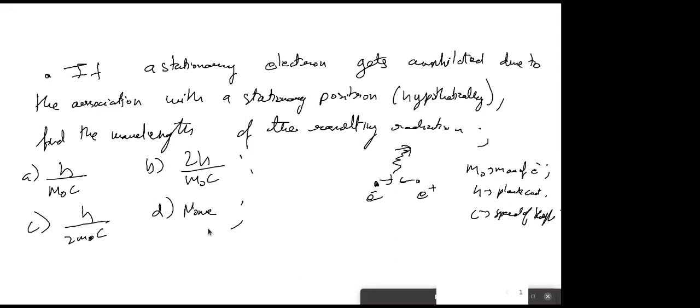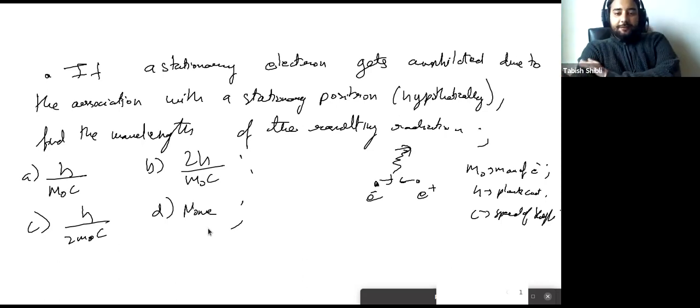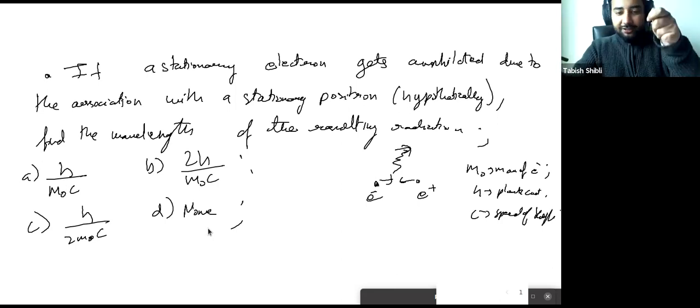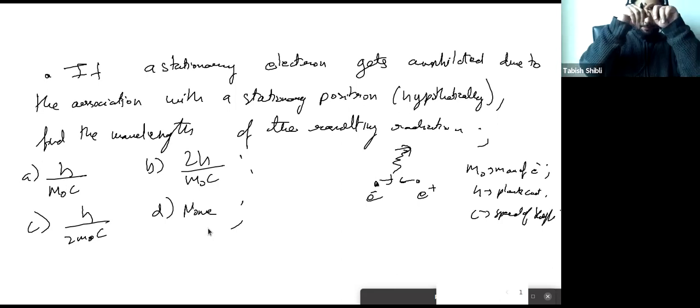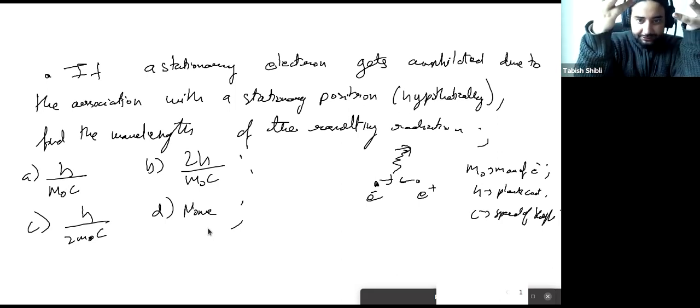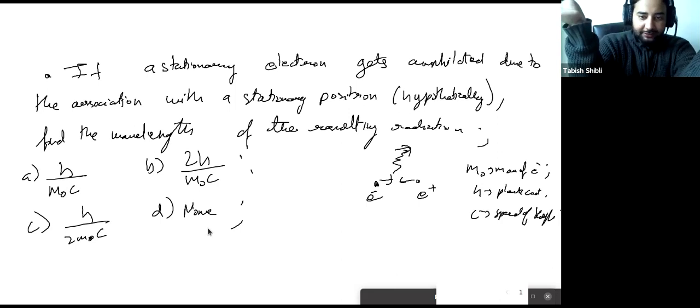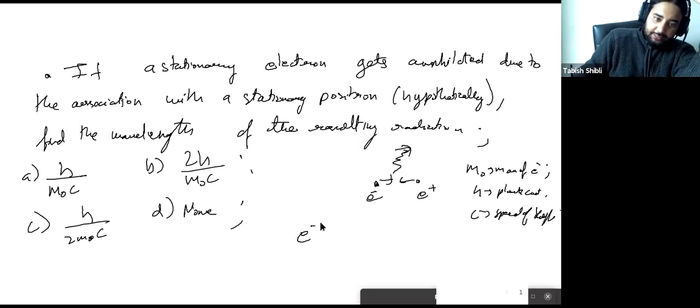So can you repeat the question? The question is that if a stationary electron gets annihilated due to association with a stationary positron. So you have an electron and you have a positron. They combine. When they combine, they annihilate each other, in the sense that neither the electron nor the positron is left. All that is left is just energy, it's just radiation, it's just photons. So all the energy, because of energy conservation, so the reaction will look like this.